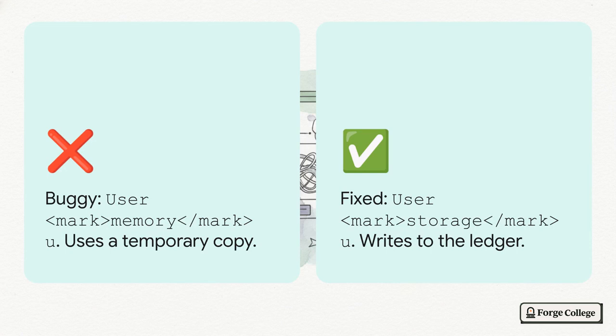In our buggy code, defining user memory U gave us that temporary napkin. But by changing that single keyword to user storage U in our fixed code, we create a direct reference to the actual mapping slot on the blockchain. We are no longer working on a disposable copy, we are writing directly to the permanent ledger, ensuring your updates are literally carved in stone. Boom! Case closed on the lost update.